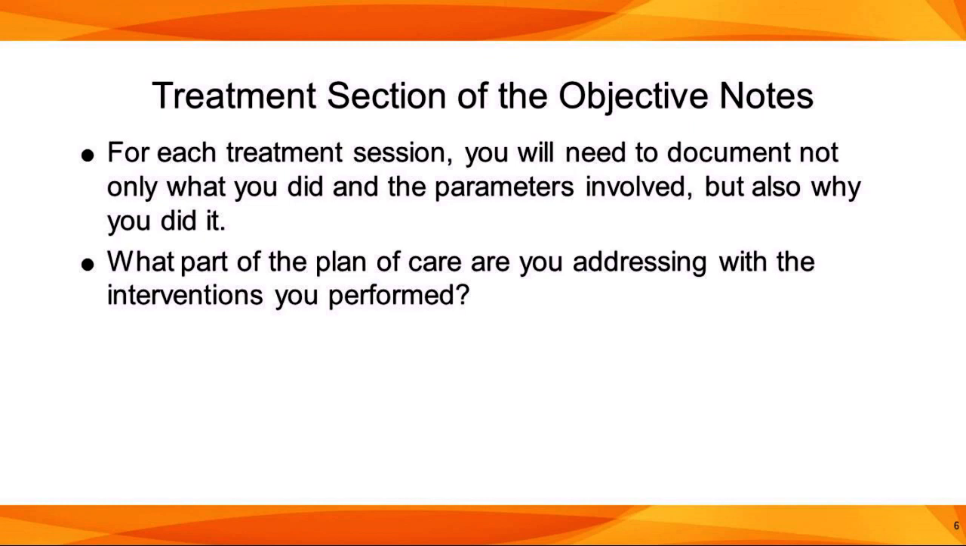So in the treatment section, you don't just want to document what you did and the parameters involved, but also why you did it. You want to say what part of the plan of care you are addressing with the interventions that you performed, or what part of the goals. So say one of their goals is to increase their range of motion by a certain amount. So you did a certain exercise with them. So you said, oh, I'm going to do this exercise to increase range of motion of the right knee. So you want to say why you did it, not just that you did it.